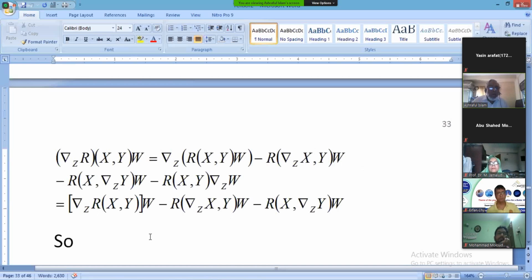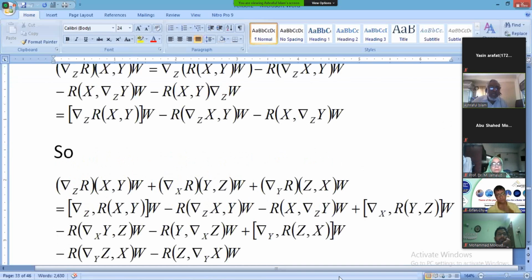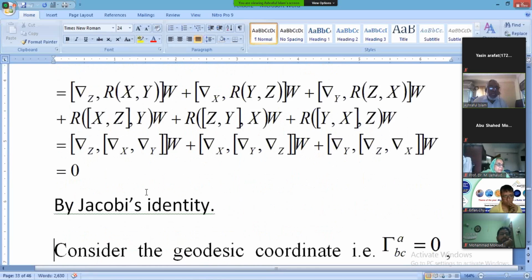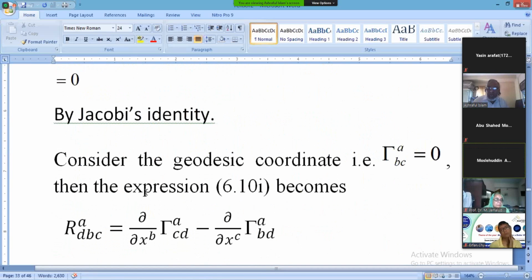So now we can write this expression Z, X, Y cyclically, and then adding them, we will get the commutators. This commutator is 0, this commutator is 0, this commutator is 0, and this is the cyclic sum. This is the Jacobi identity, which is always 0. So this is the Bianchi identity in general form.